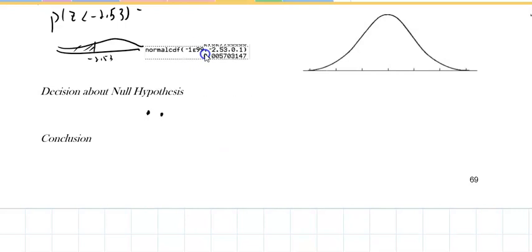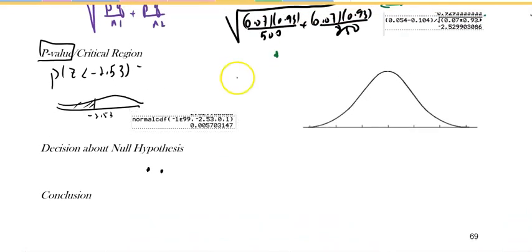So, what does this tell me? This tells me the probability is 0.57%. That's less than 1%. That almost never happens. What does that mean? Reject the null hypothesis. Based on this, I would reject the null hypothesis. So far so good.